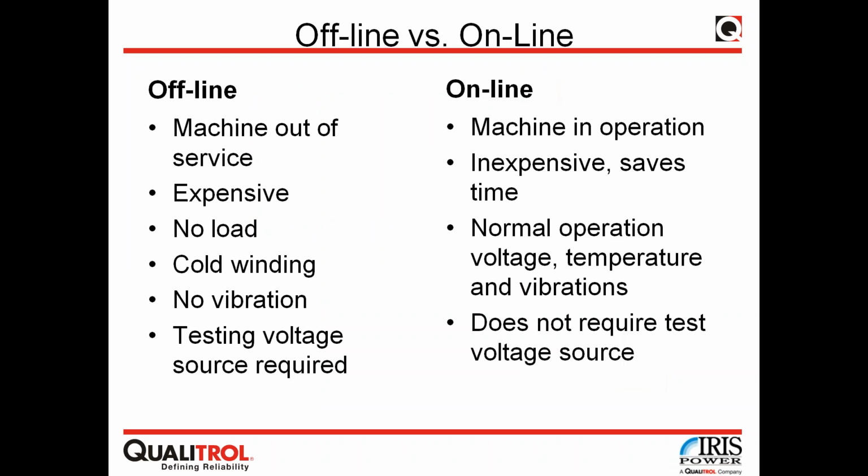There are many differences between offline and online. Each has certain advantages and disadvantages, but generally online is less expensive once sensors are installed, and mostly the machine will be in normal operation, which means the voltage, temperature, vibration levels, current level, everything else will be reflective of the normal condition of the machine in operation, unlike in an offline test where the machine is stopped and some parameters are not present during that kind of test.